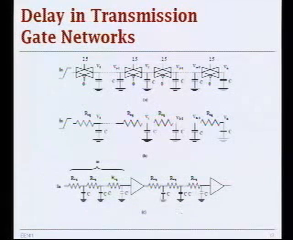So if I have 2 transmission gates in series, what's the speed of that compared to 4 transmission gates in series? One will be 2 squared and one will be 4 squared. So the number of transmission gates in series affects your delay significantly, quadratically.